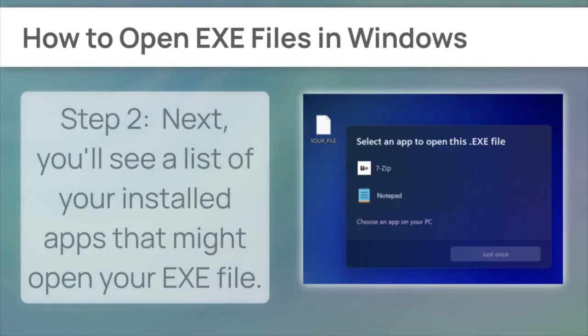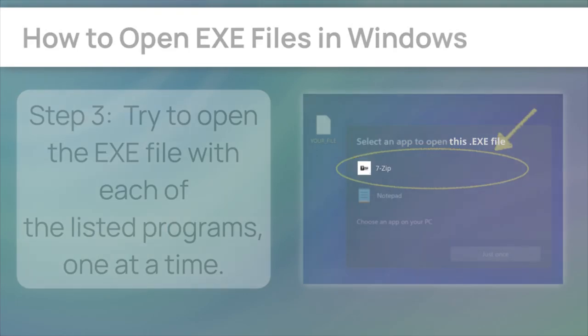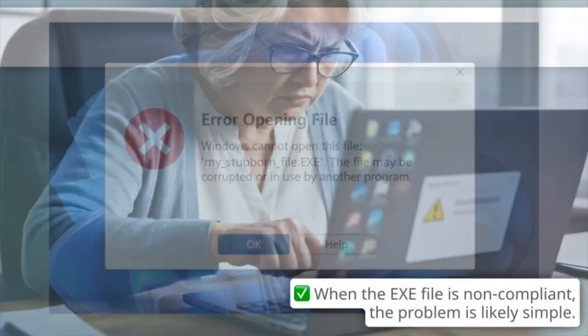Right-click your EXE file and select Open With. Start with 7-zip if it's visible. If not, choose another program and check its ability to read the EXE format. If you still can't open the EXE file, it's okay. The easy part is over.